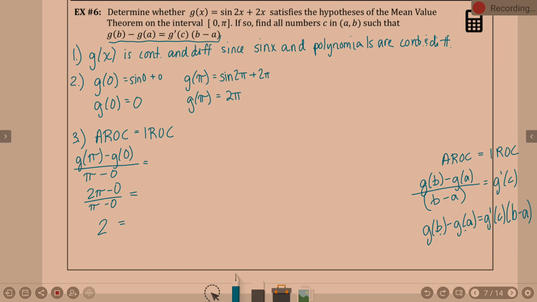What do I need? We need to know g prime of x, right? So I'm going to work it out here. Sine of 2x plus 2x. The derivative of sine of something is cosine.